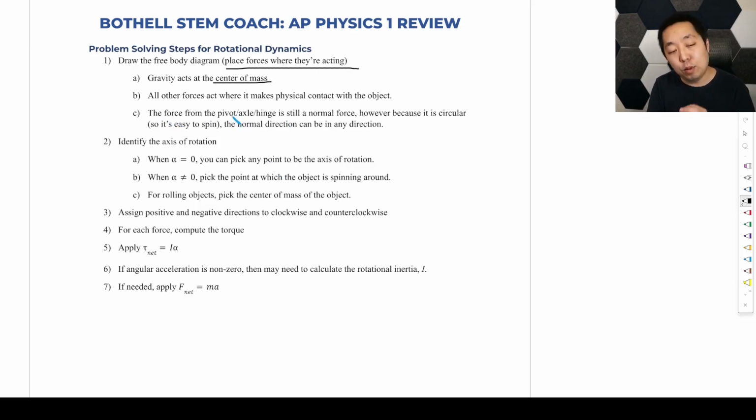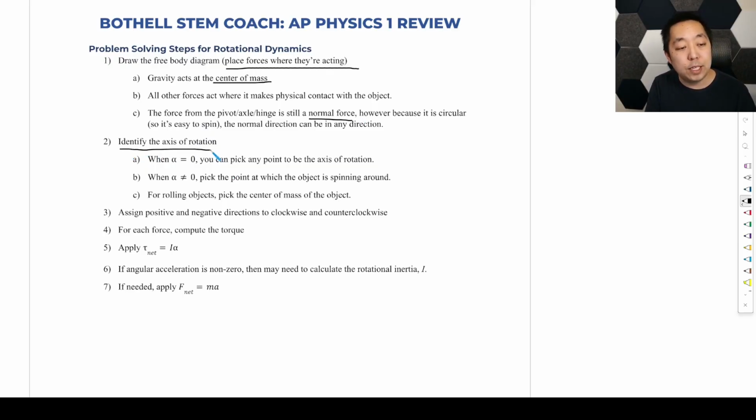One special note is the force from a pivot or axle or hinge, where it's rotating around. It is still a normal force, but because it's circular, because it's kind of round, the normal force can point in any direction. Again, it is a reactive force like any other normal force, but you don't necessarily know what direction it is. It will respond to the other forces, maybe to keep it from moving, so the linear acceleration is 0, or things like that.